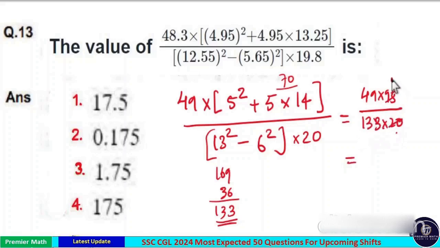Now, 5 goes 19 times in 95. 5 goes 4 times in 20. Now, 19 goes around 7 times in 133, and 20 goes 7 times in 140. Now, 7 goes 7 times in 49. Which means the remaining is equal to 7 by 4, which is around 1 point something. So option 3 is your answer. 1.75 is your answer.